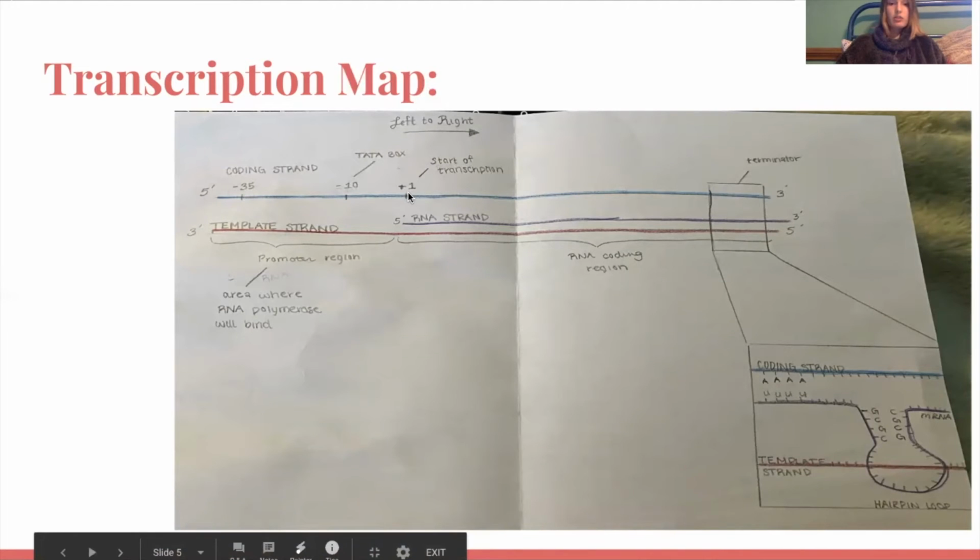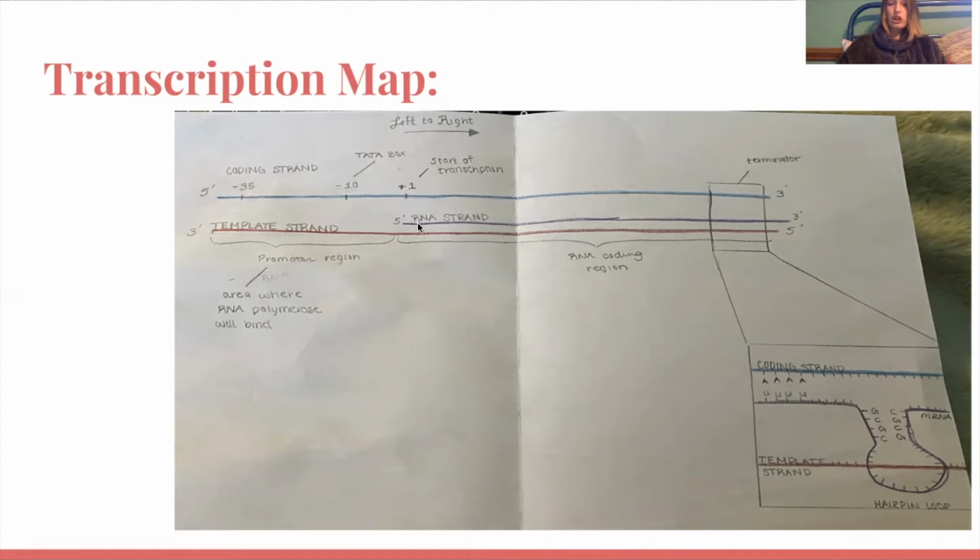So we're going to have our transcription map here. And the +1 is going to be your start of transcription. This is going to be the first RNA nucleotide that is transcribed here. Before that, you can have the promoter region, which is going to have the -10 and -35 consensus sequences, which are used by the RNA polymerase holoenzyme to identify where the promoter region is. And the RNA polymerase holoenzyme is made up of the core enzyme and sigma factor, which is used to identify these regions. The RNA coding region is where RNA is transcribed, and it continues until you reach a terminator.